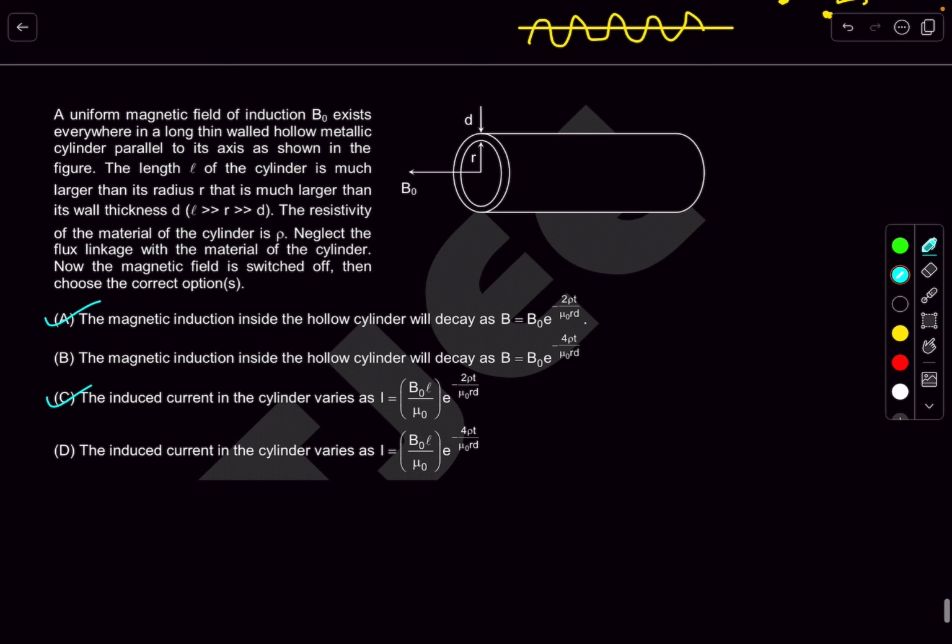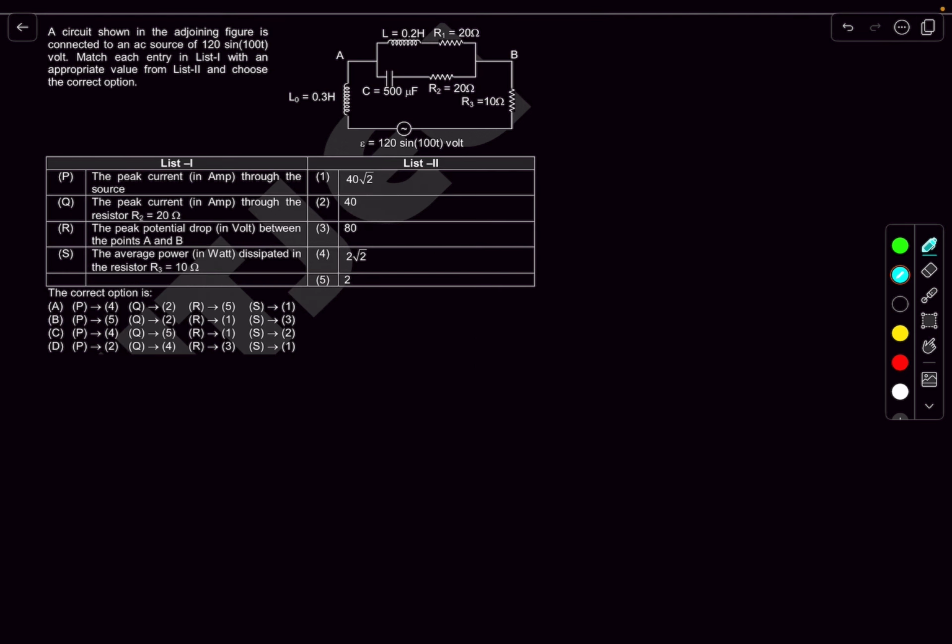So now let's move on to the last question. Okay guys, so in this question we have an AC circuit and the voltage is given to be 120 sine of 100t, and we have to match the columns. So we have to figure out the peak current through the source, so basically the total current, right? So we have to figure out the total current I, then we have to figure out the current through R2, which means the current in this branch, potential drop across AB, and then the average power across R3.